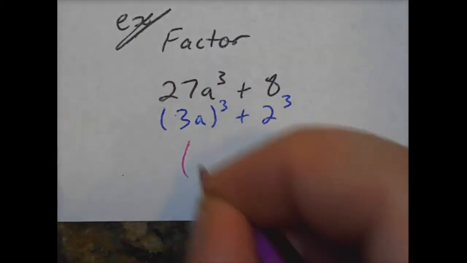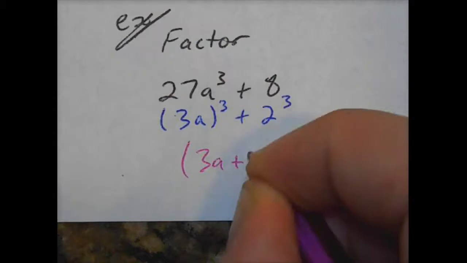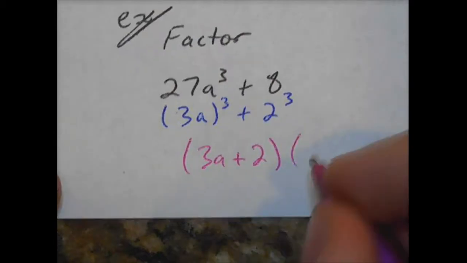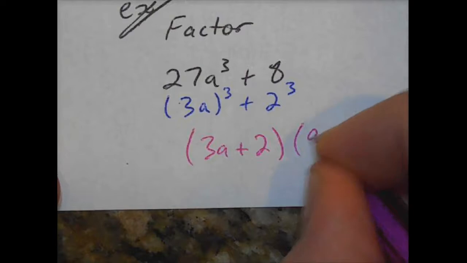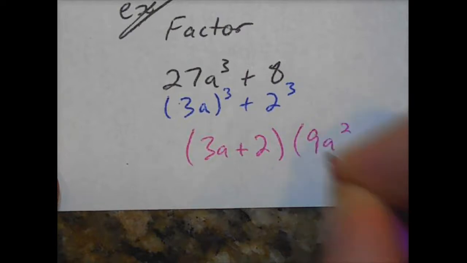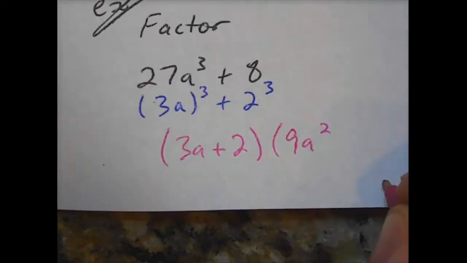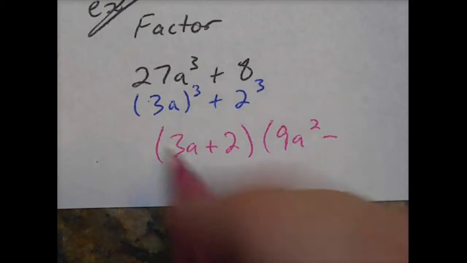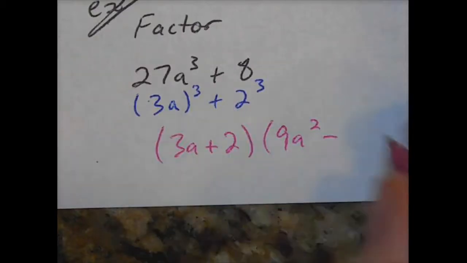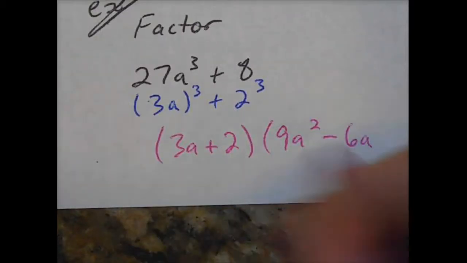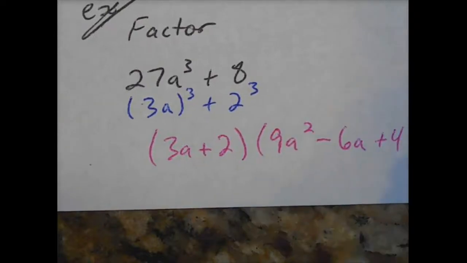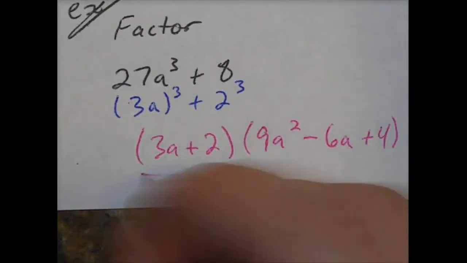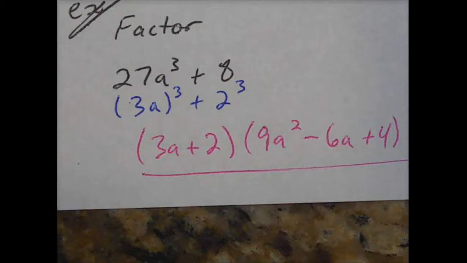Since it's a plus, I will have 3a plus 2. And then it's a squared, so 3a squared would be 9a squared because 3 times 3 is 9. And I know I'm going to have a minus right there. These two things multiplied by each other, so 6a, and then plus 2 squared, which is 4. So plus 4. That's it. That is factoring that.